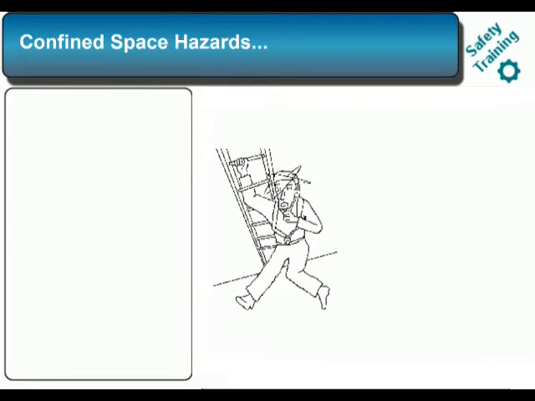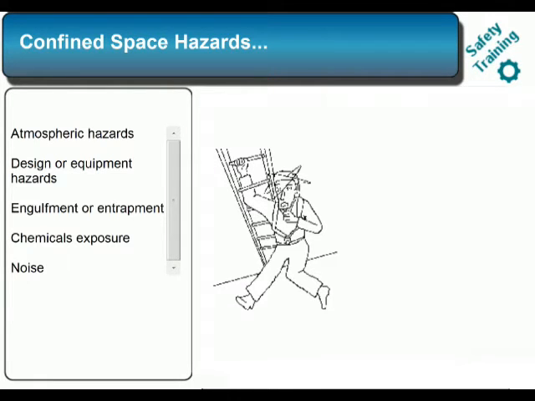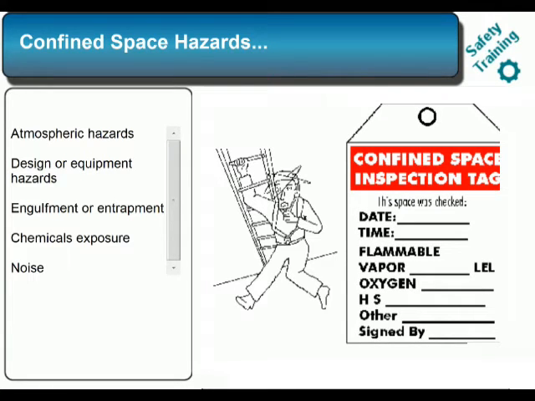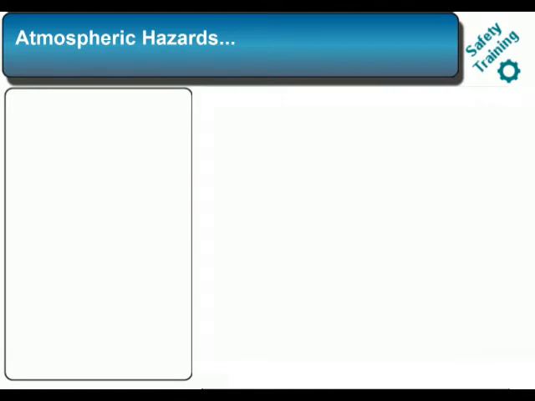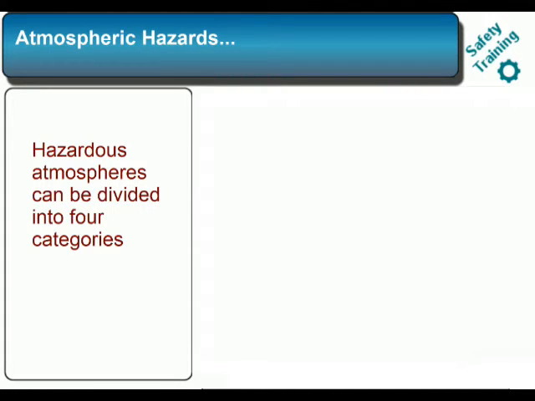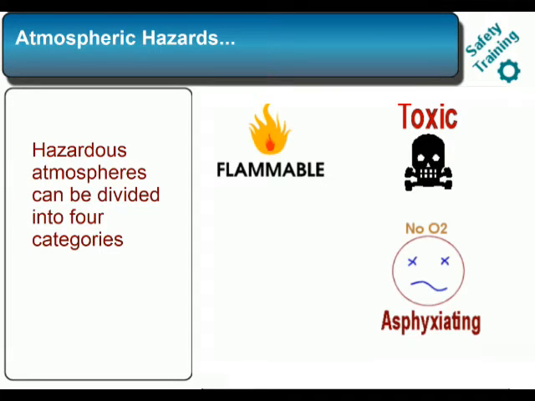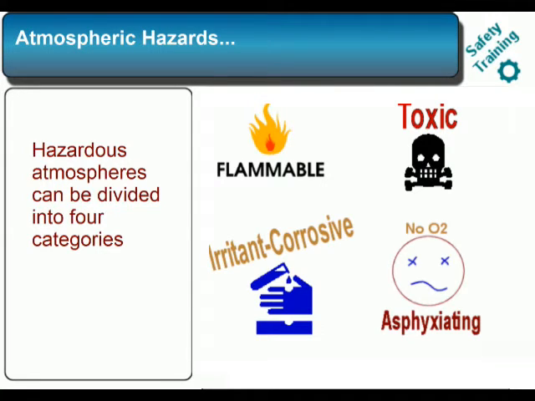Confined space hazards include atmospheric hazards, design or equipment hazards, engulfment or entrapment hazards, chemical exposure hazards, and noise hazards. Hazardous atmospheres can be divided into 4 categories: flammable, asphyxiating, toxic, and corrosive or irritating atmosphere.